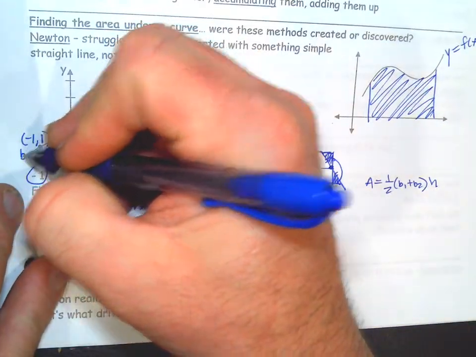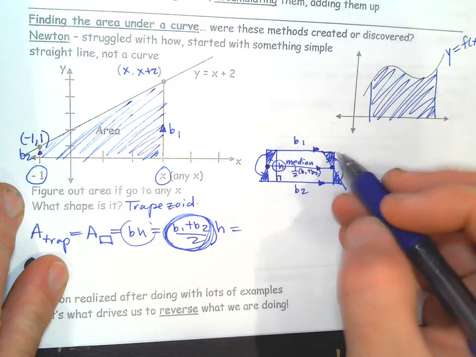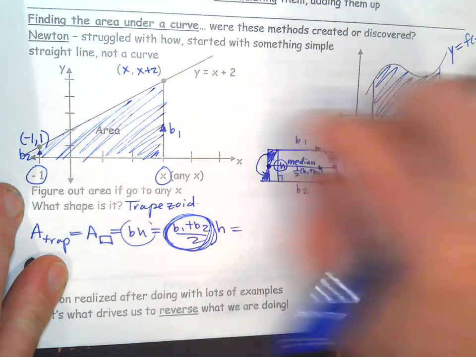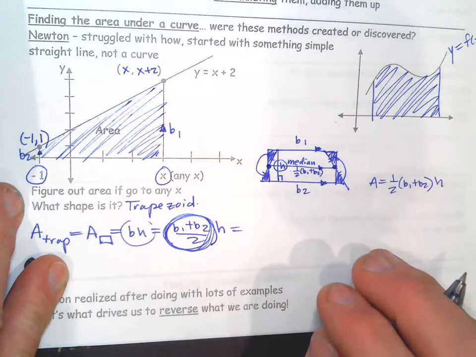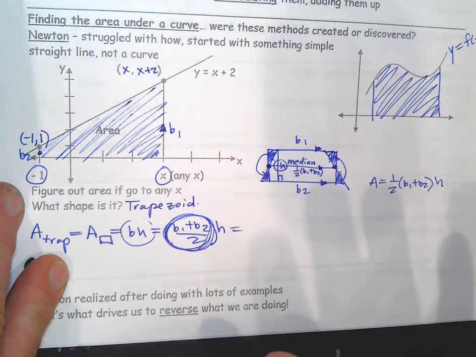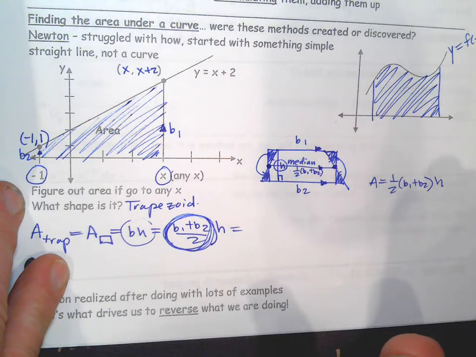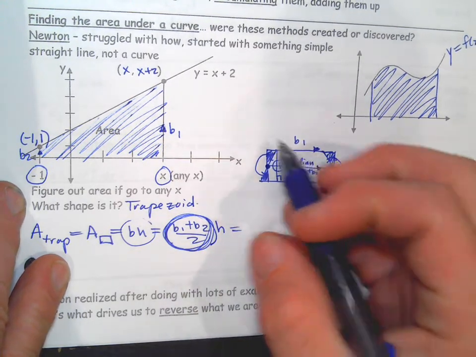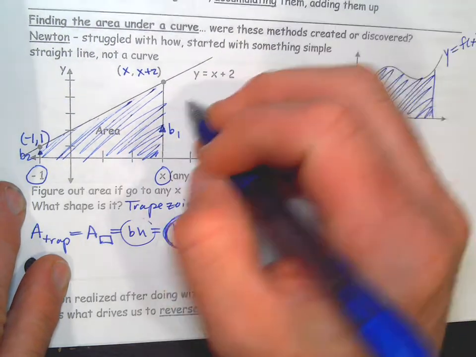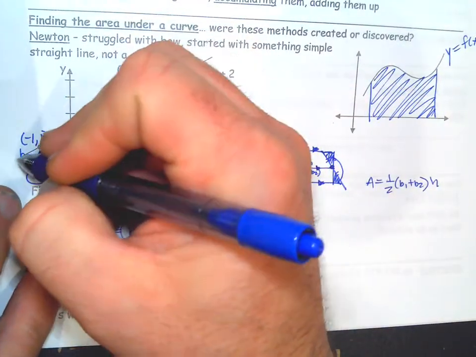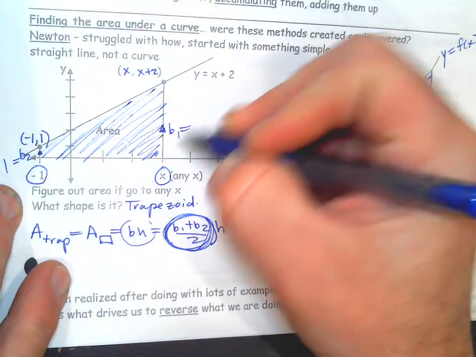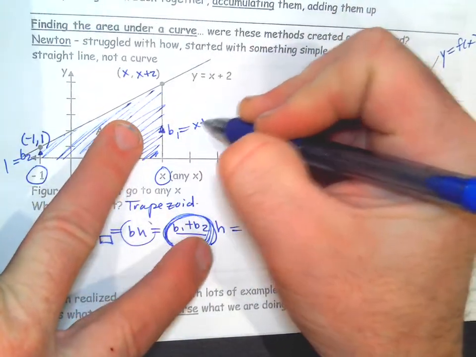A lot of times we like to think of the bases as being flat, and we think of our trapezoids as having the two parallel sides horizontal, but here they're vertical. And we're going to deal with a lot of vertically sideways oriented trapezoids this semester, not just today. So what is this base right here? This base right here is the y value. It's 1. And what's this base right here? It's the y value. It's x plus 2.